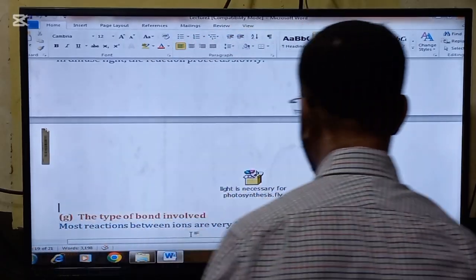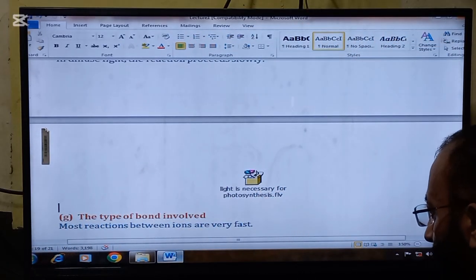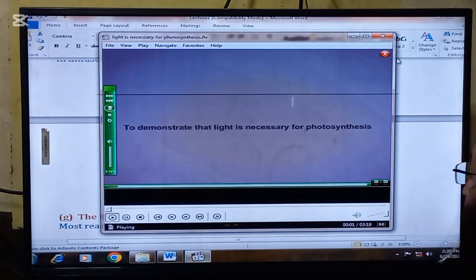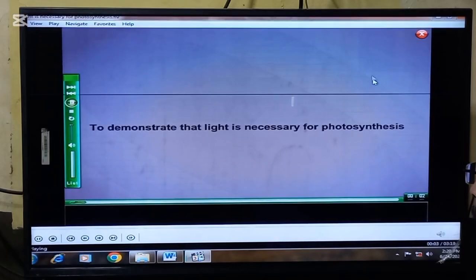Here is a video that I'm going to show you of the process of photosynthesis, to demonstrate that light is necessary for photosynthesis.